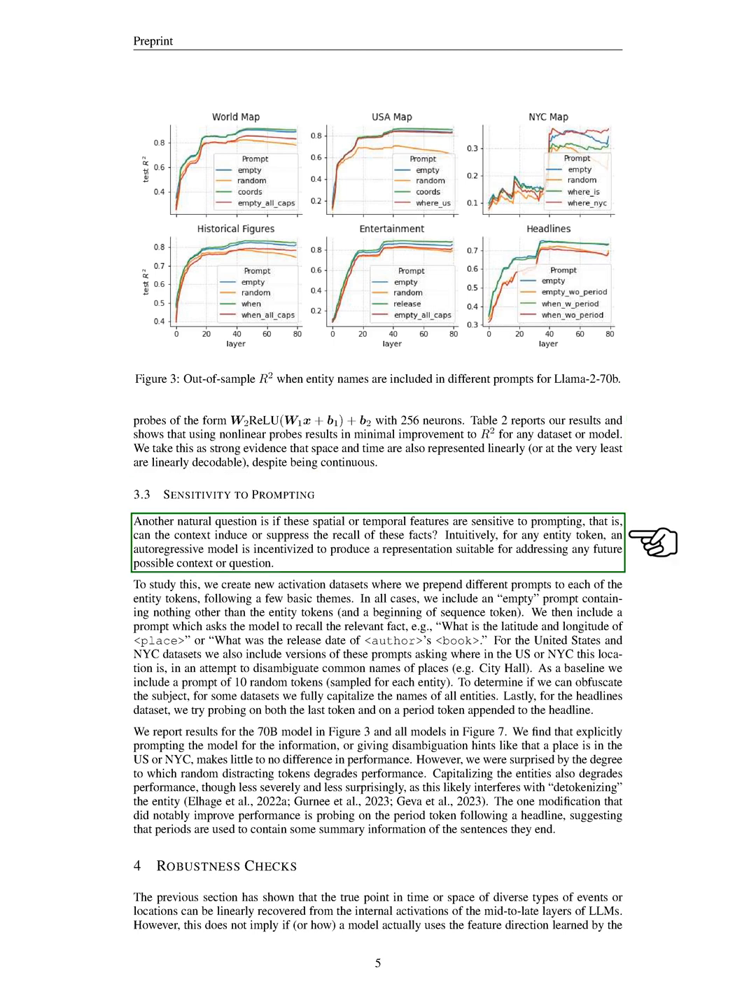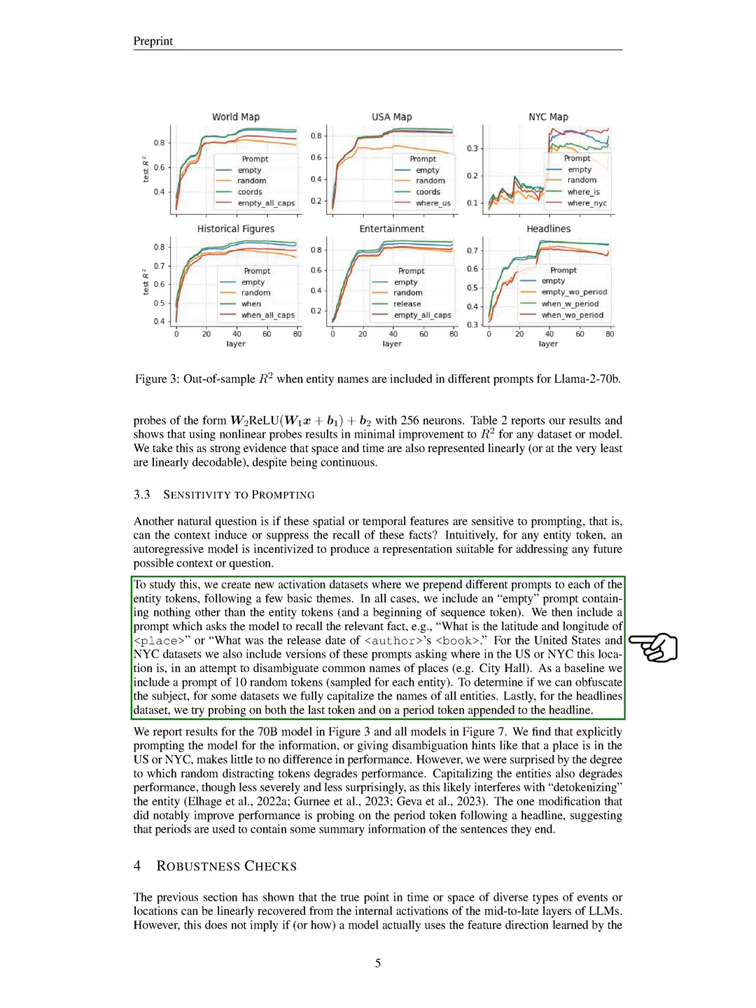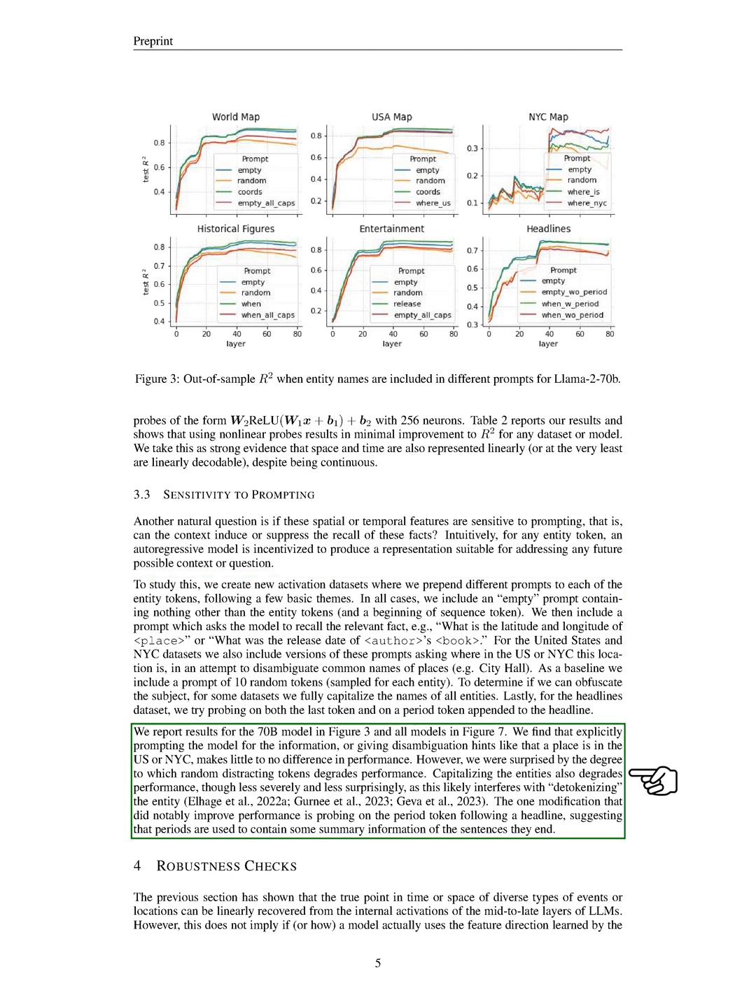We also investigated whether these spatial or temporal features are sensitive to prompting, i.e., whether the context can influence the recall of these facts. To study this, we created new activation datasets where we added different prompts to each of the entity tokens. We found that explicitly prompting the model for the information, or giving disambiguation hints, made little to no difference in performance. However, random distracting tokens significantly degraded performance. Capitalizing the entities also degraded performance, likely because it interferes with the entity's identification. The one modification that improved performance was probing on the period token following a headline, suggesting that periods contain some summary information of the sentences they end.